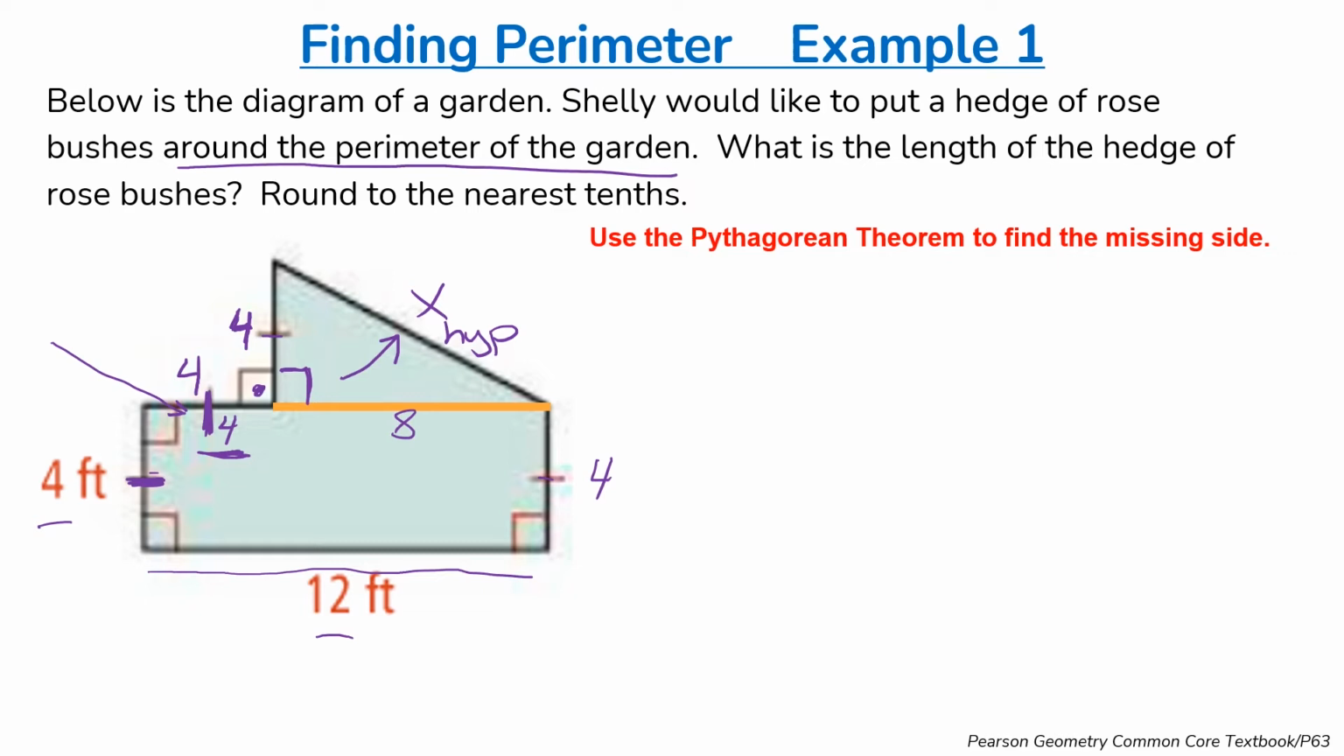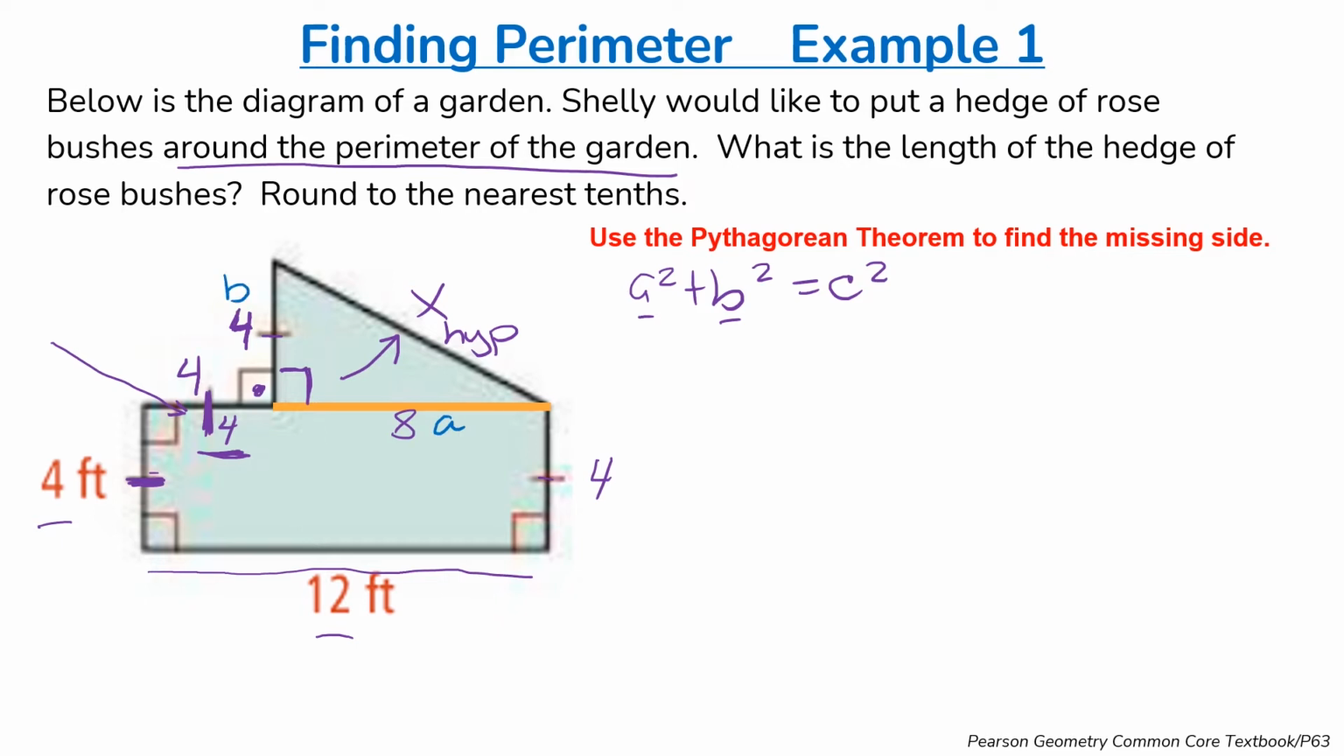Remember, if you have a right triangle and you have two sides, you can always use the Pythagorean theorem to find that third side. In this case, I'm finding the hypotenuse. So remember the Pythagorean theorem, I'm writing it right here. A and B are my legs, so A and B, 4 and 8.